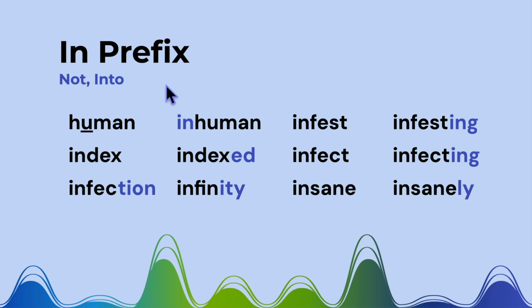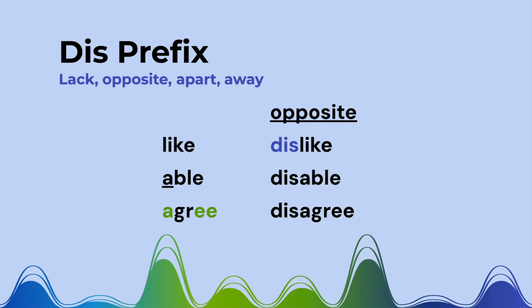Here are more words with the in prefix. This U is going to have its long U sound. Human, inhuman, infest. We can add suffixes: infesting, index. We can add the ed suffix to show its past tense. Indexed, infect, infecting, infection. Remember that tion is the suffix shun. Infinity, insane, insanely. If you don't recognize all of these blue suffixes, be sure to check out my top 19 English suffixes video. The prefix dis means lack, opposite, apart, or away.